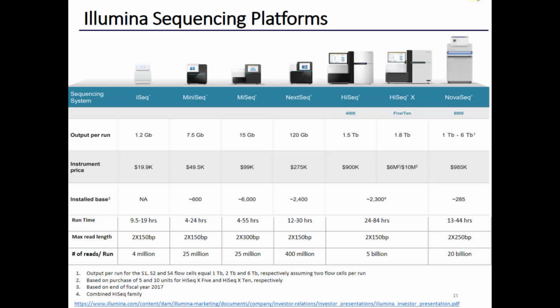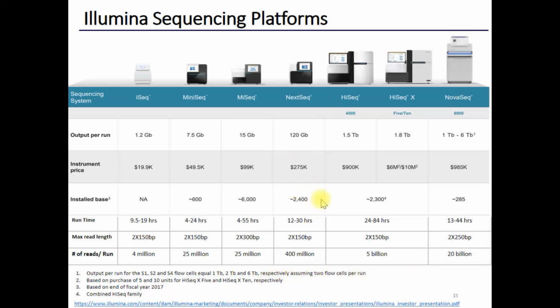Let's look at the Illumina sequencing platforms. iSeq, MiniSeq, and MiSeq are benchtop sequencers good for laboratories of small to medium size. They can generate output from 1 GB to 15 GB, and the price is less than 100K. The runtime is typically less than 2.5 days, and the maximum read length varies between 150 base pair and 300 base pair. The number of reads generated per run is from 4 million to 25 million. So this is good enough for small laboratories.